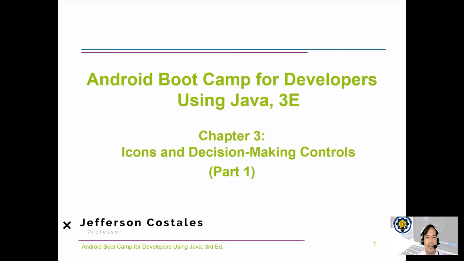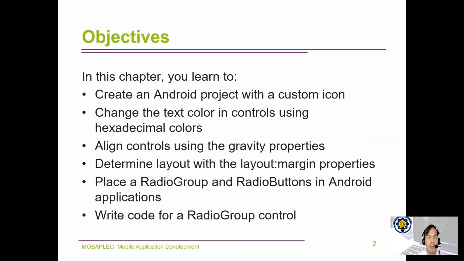So, the topic is about the icons and decision making controls using Android Studio, which, of course, our program is Java. It's actually part one of our discussion for the day, which is chapter 3. Here in chapter 3, part of the objectives is that you're going to create an Android project with a custom icon. So you can learn here about the customized icon.